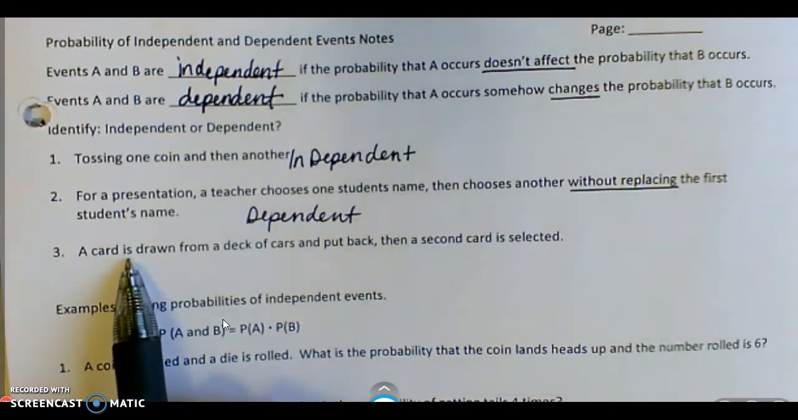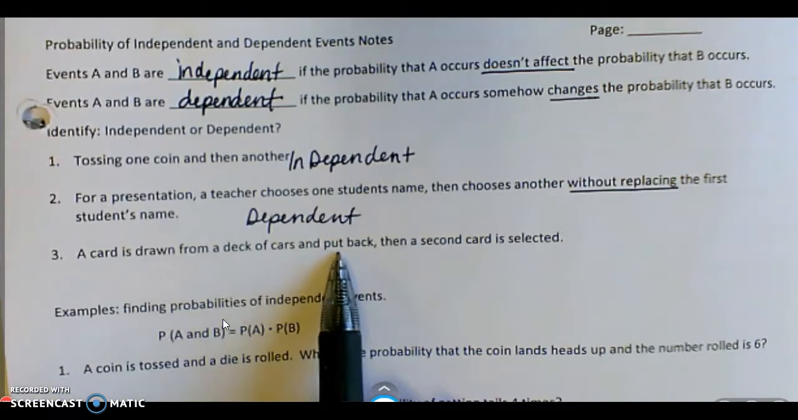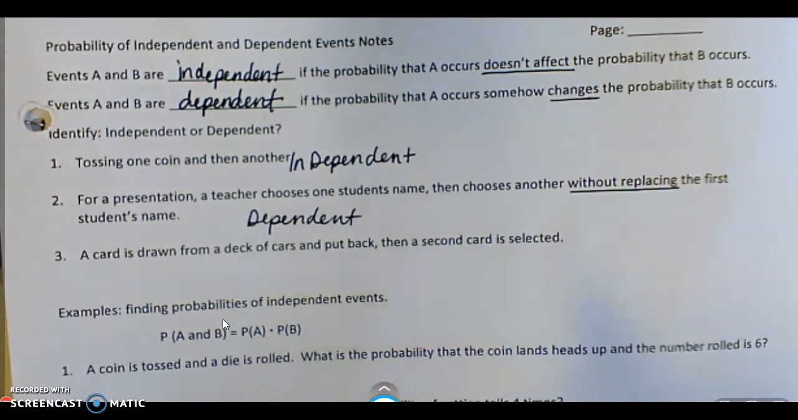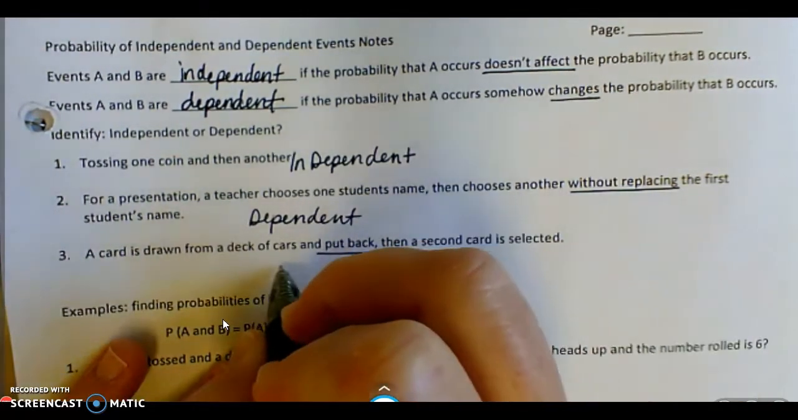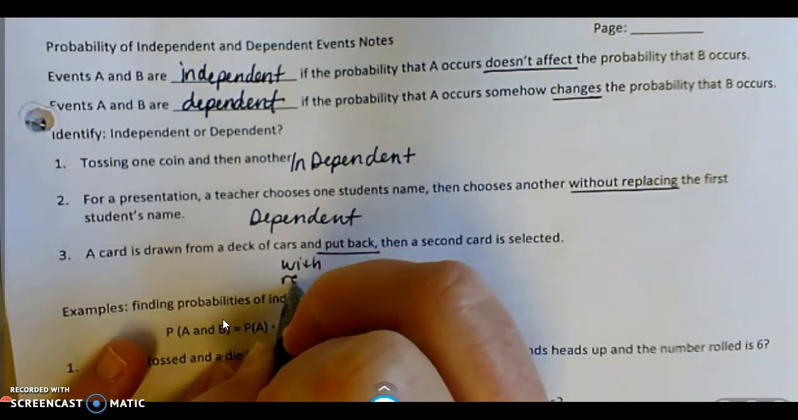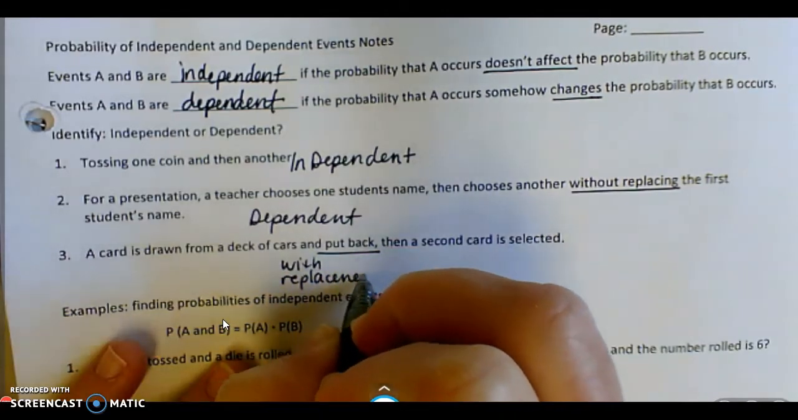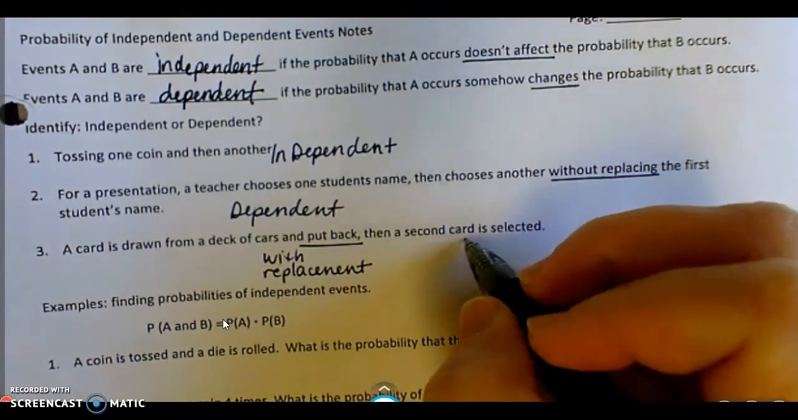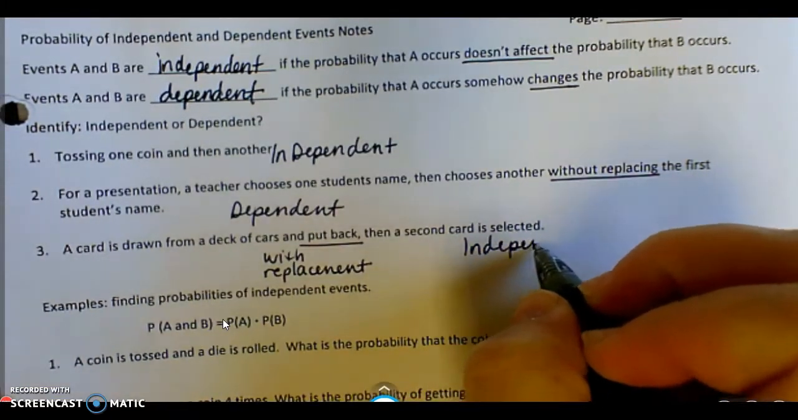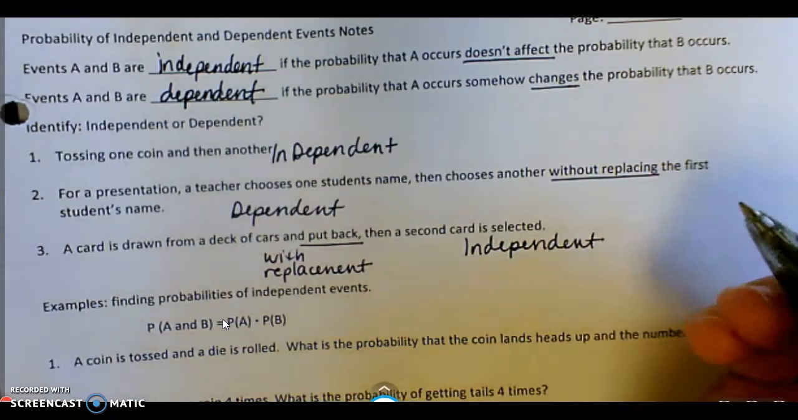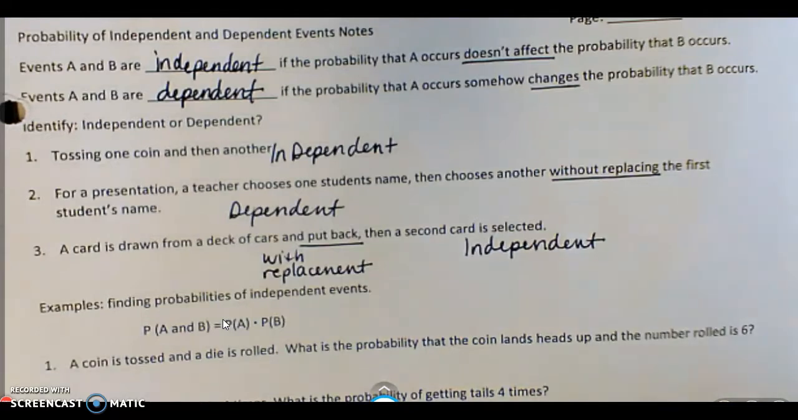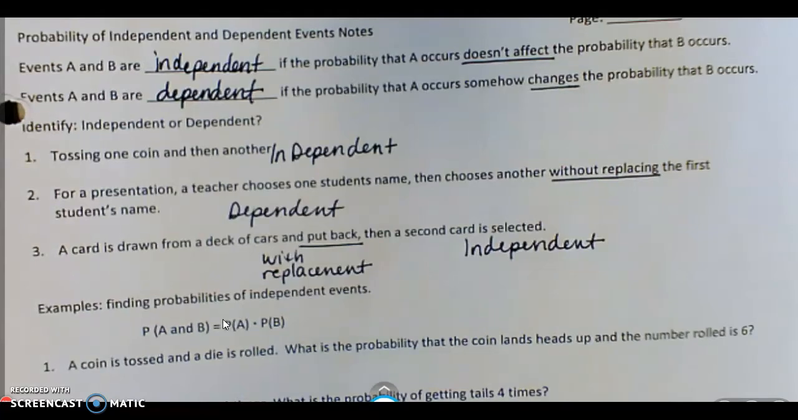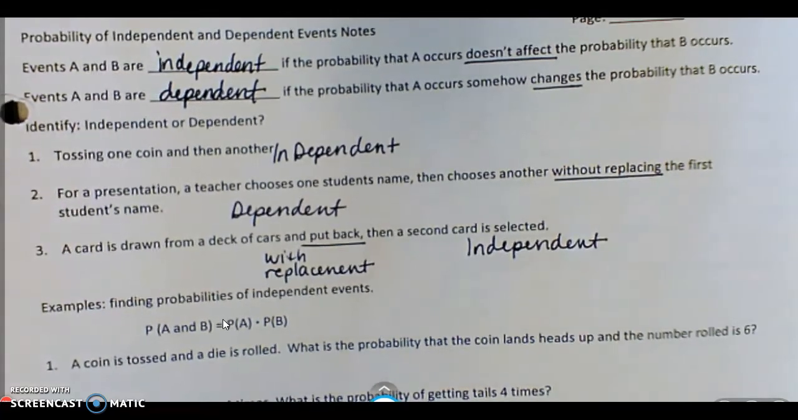Number three, a card is drawn from a deck of cards and put back. Then a second card is selected. So put back is also called with replacement. The fact that you're putting it back means that the two events will be independent, because whatever happened the first time, you put it back in, so the probability of getting the next thing is still the same as it was originally. So let's look at some examples and we'll put it all together at the end.